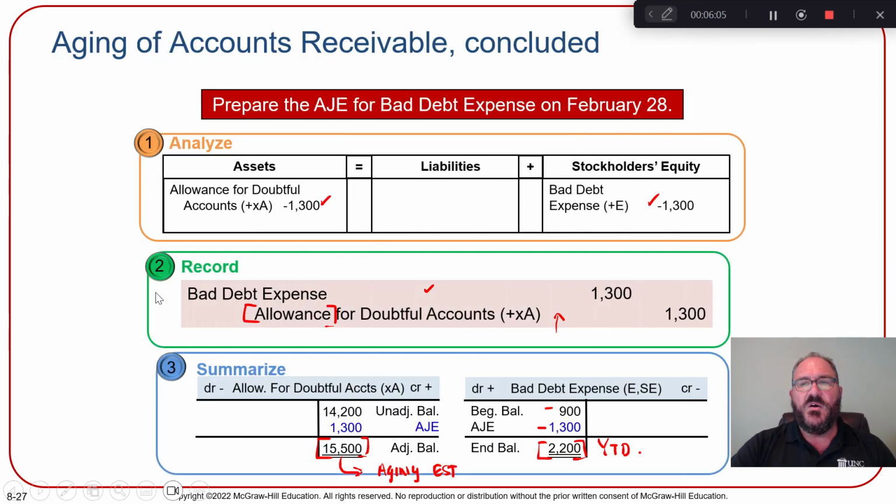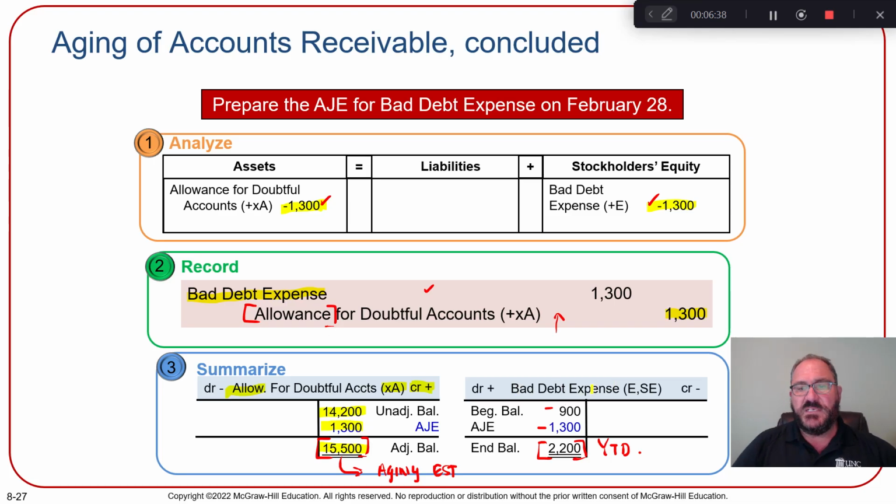All right, so now we're using the aging method. So notice what we're gonna do. We're gonna put $1,300 in that allowance for doubtful accounts, and we're gonna show bad debt expense of $1,300, okay? And so notice what happens. Here's our allowance. It's a contra asset, so it increases with a credit. Remember, contra meaning opposite. So it increases with a credit. There was our unadjusted balance. We said this is where it needs to be. So we're adding $1,300 to it.